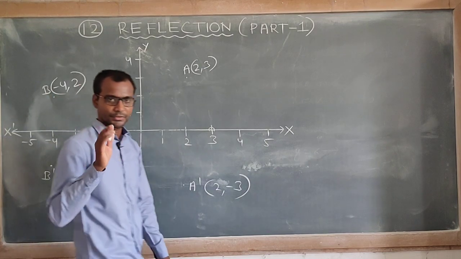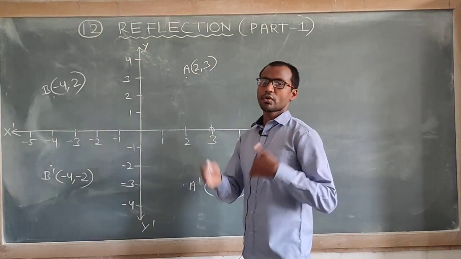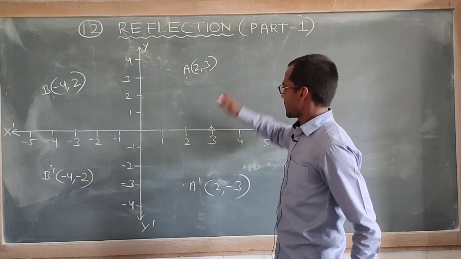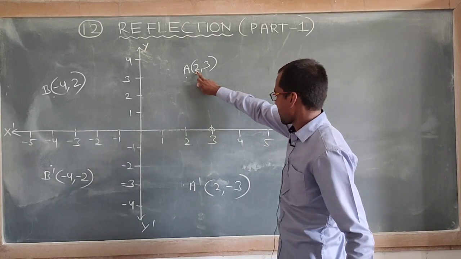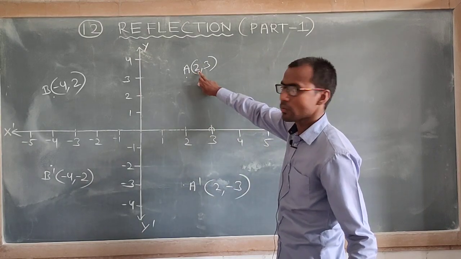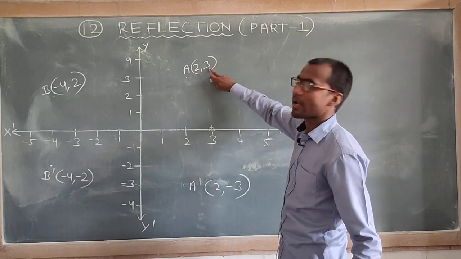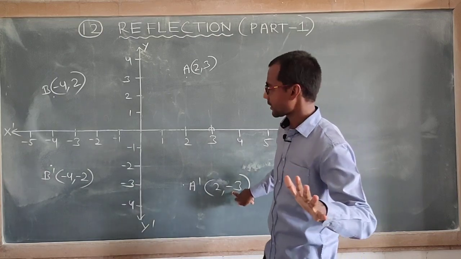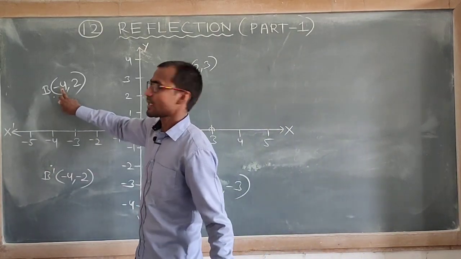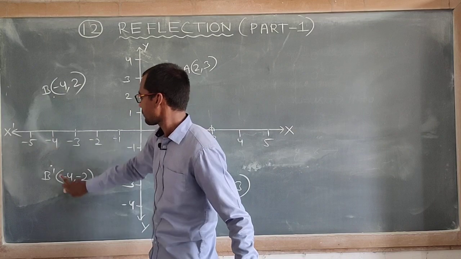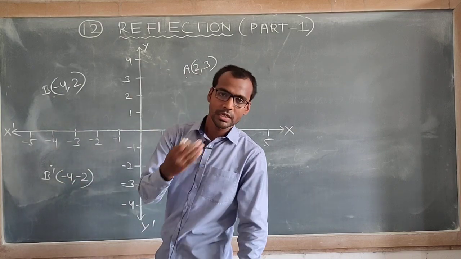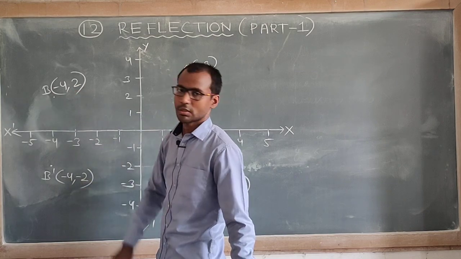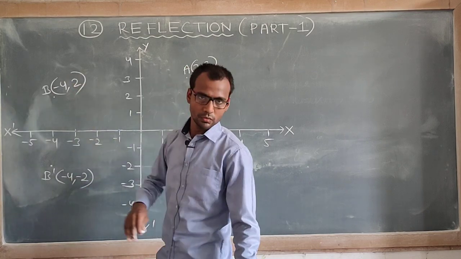So what change did you observe when a point is reflected in the x-axis? You can see A moved to A dash, the x coordinate did not change, 2, 2. Only the y coordinate is changing. See, 3 became minus 3. Simply a sign change. Similarly look at B. There is no change in the x coordinate, minus 4, minus 4. The y coordinate changed. 2 became minus 2, or minus 2 will become plus 2.